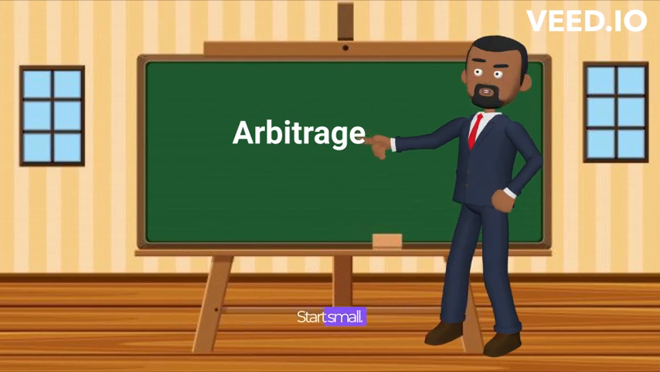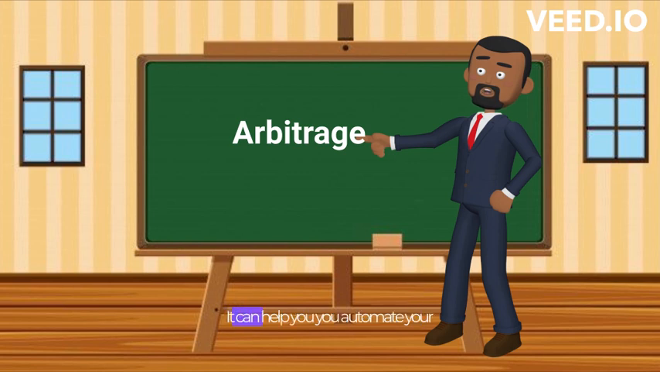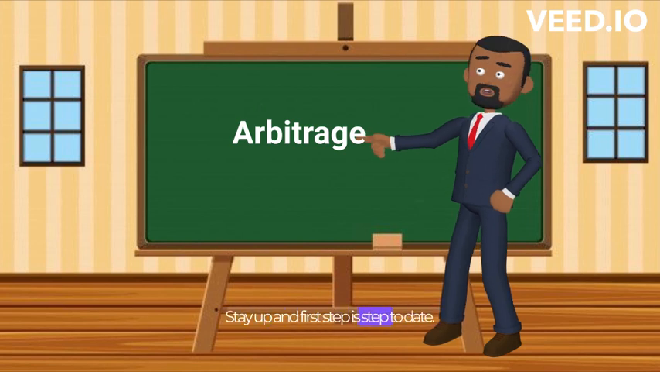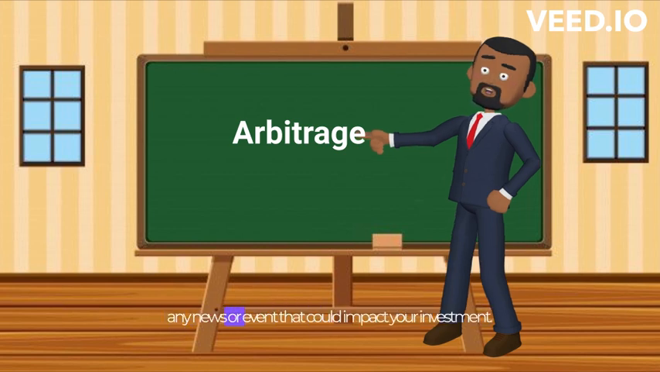Start small. It's a good idea to start with a small investment and work your way up as you gain experience. Use automation tools. There are many tools available that can help you automate your arbitrage trades and reduce your risk. And fourth step is stay up to date. Keep an eye on the market and stay informed about any news or events that could impact your investment.